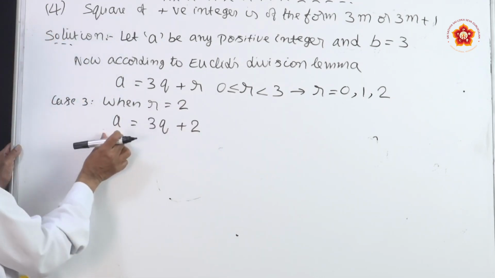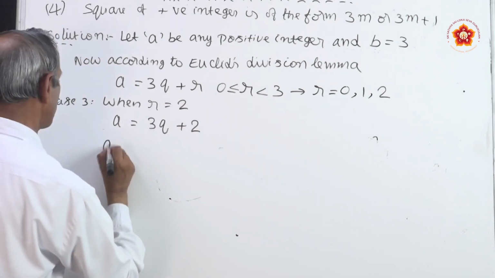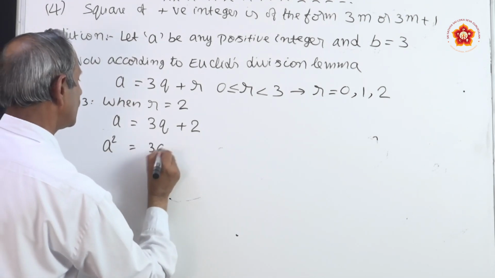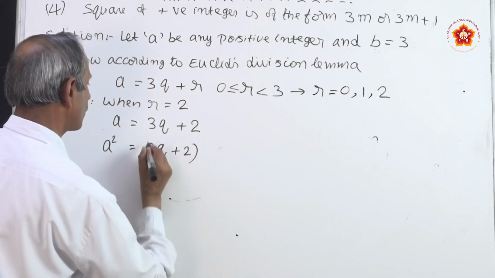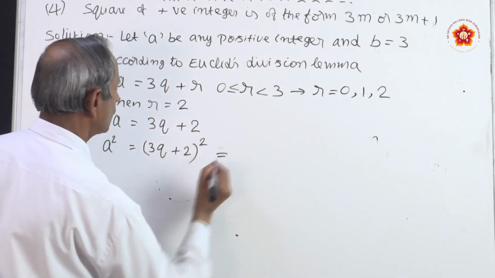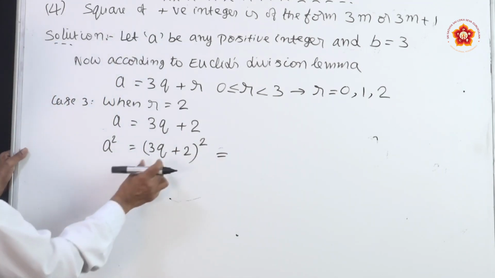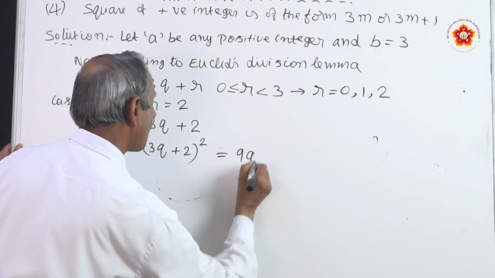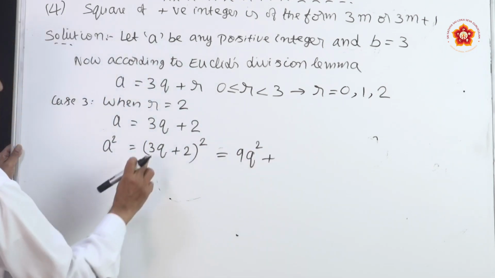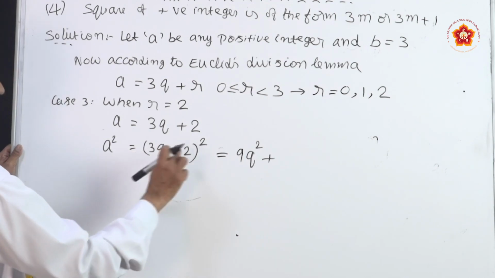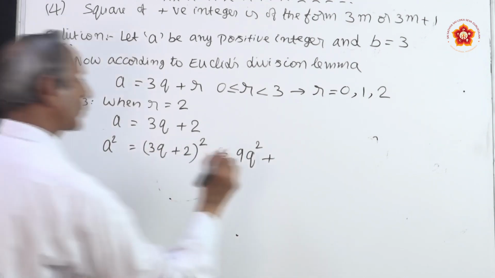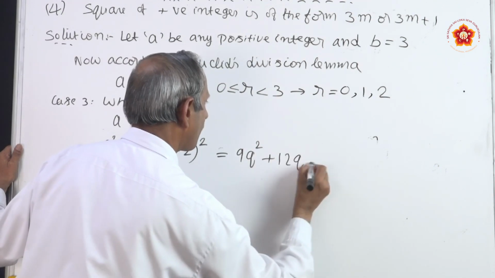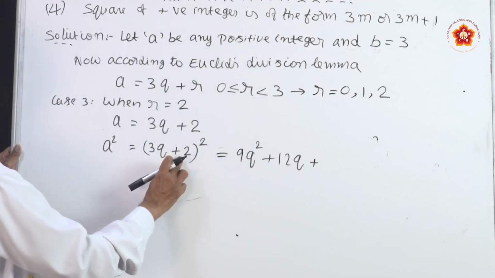Now, you have to find the square of this number. Therefore, a square becomes 3q plus 2 whole square. Now expand it using the a plus b whole square formula. You will get 9q square plus 2 into a into b: 2 into 3 is 6, 6 into 2 is 12, so 12q, plus 2 square, which is 4.